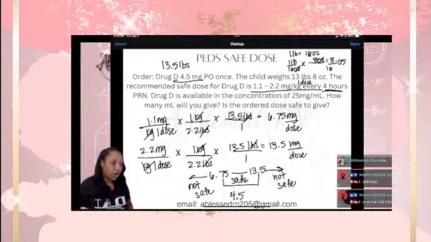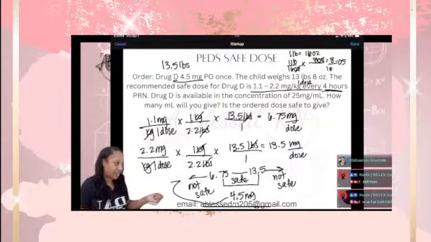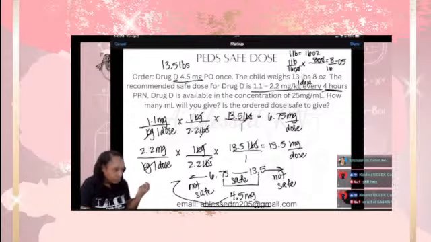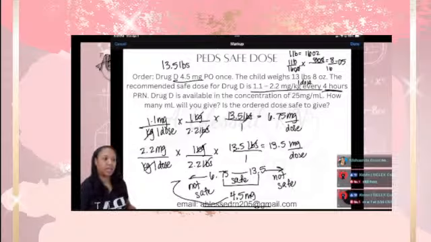All right, so no, this is not a safe dose because 4.5 milligrams is less than 6.75. So I'm not going to even figure out how many milliliters to give to the patient because it's not safe. That's a waste of time. I can pick up the phone and say, hey, this is not safe, okay? Boom.